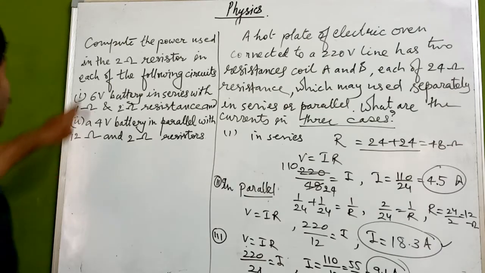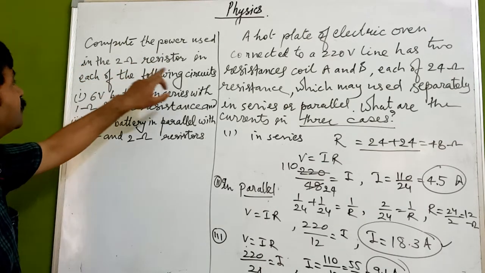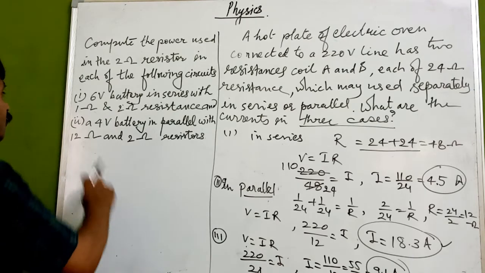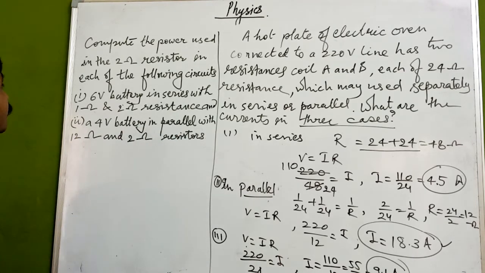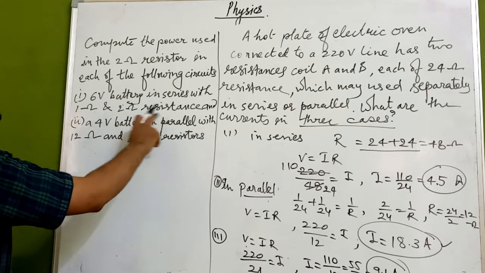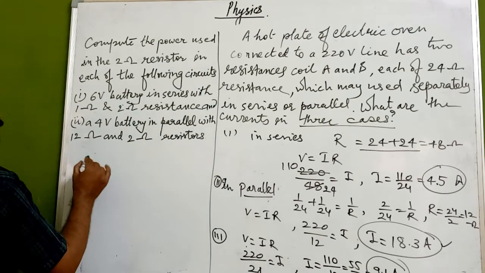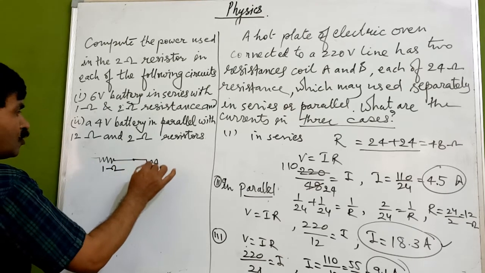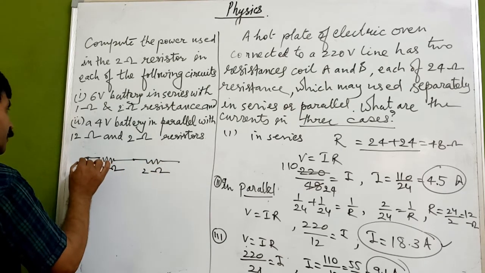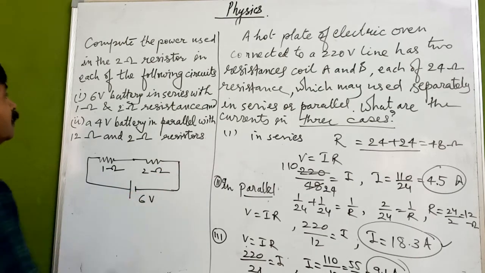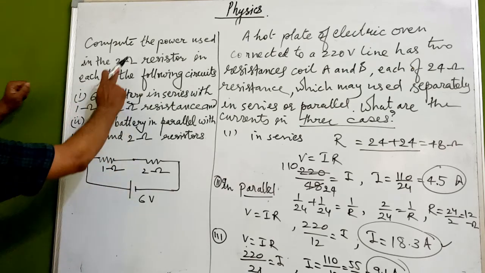Now if we go with the next one: compute the power used in the 2 ohm resistor in each of the following circuits. A 6 volt battery in series with 1 ohm and 2 ohm resistance, and a 4 volt battery in parallel with 12 ohm and 2 ohm. Now in series, a 6 volt battery in series with 1 and 2 ohm resistance. So we are using 1 ohm plus 2 ohm and supplying this with 6 volt. Compute the power used in the 2 ohm resistor.